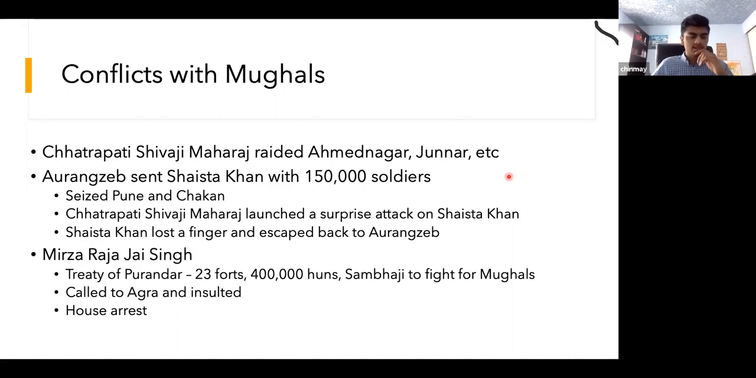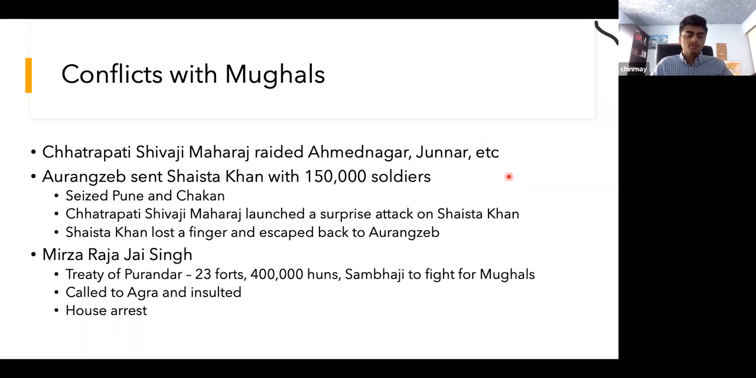Afterwards, Aurangzeb sent Mirza Raja Jai Singh with another massive army to attack Shivaji. This time, Shivaji was forced to sign what was called the Treaty of Purandar, which was not a good treaty for the Marathas. Out of the 40 forts that Shivaji had, 23 forts had to be given up to the Mughals, 400,000 Huns had to be paid to the Mughals, and Shivaji's son Sambhaji was to serve the Mughals.